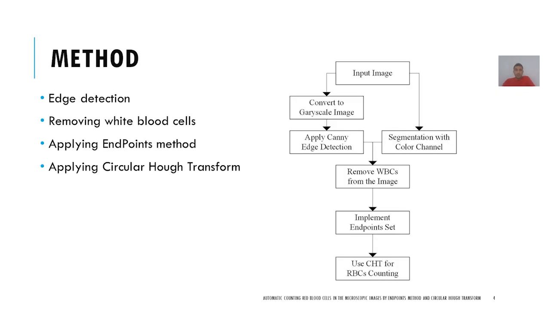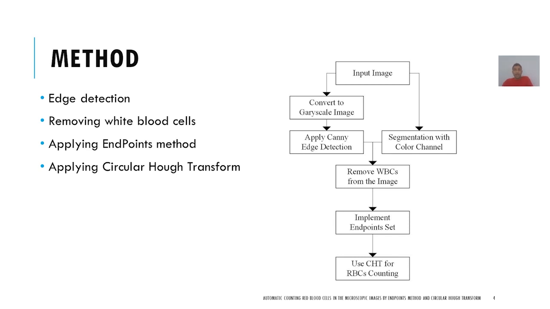You can see the steps of the proposed method in this figure. The proposed method generally consists of four main steps: edge detection, removing white blood cells, applying the EndPoints method, and applying the circular Hough transform.